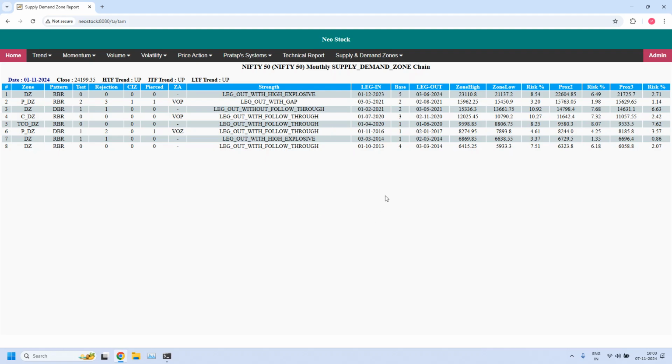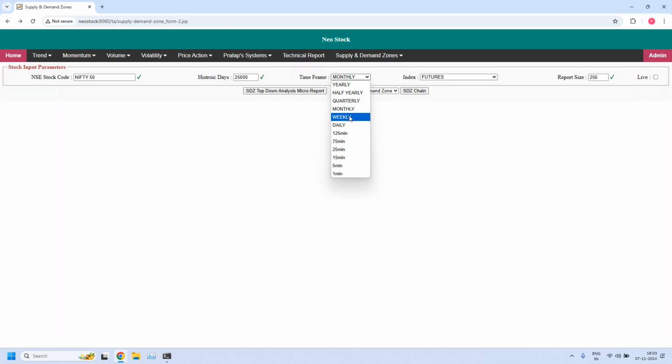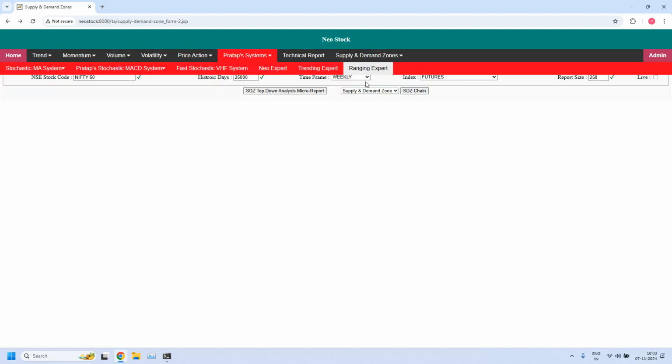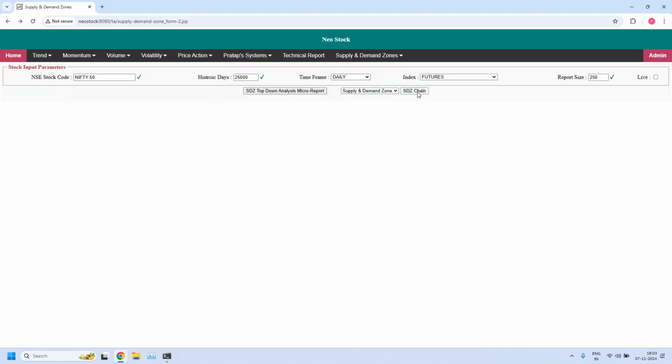And also don't forget to pause the video when you are moving from one report to another report, because I am giving very few seconds time. Okay, next time frame is weekly, generating weekly supply demand zone chain for NIFTY. Next time frame is daily, generating daily supply demand zone chain for NIFTY.